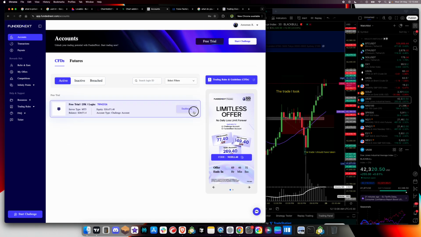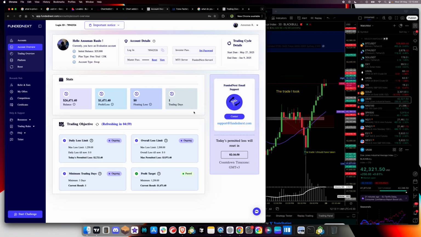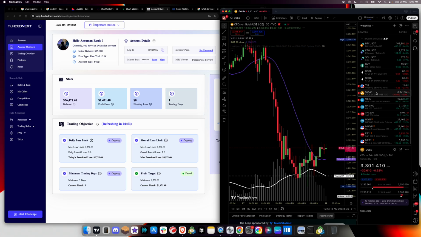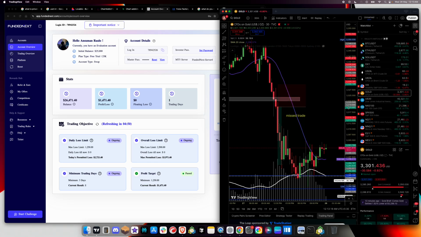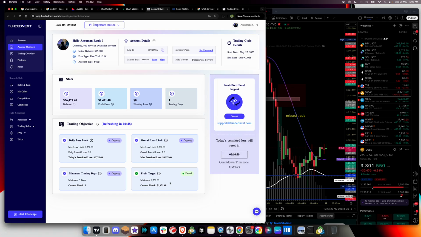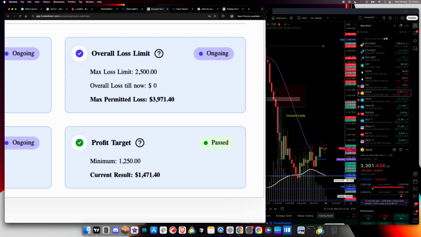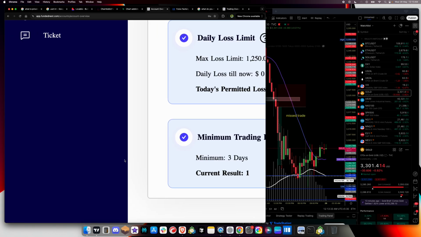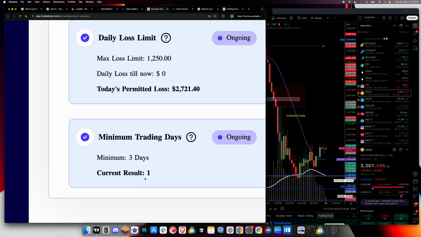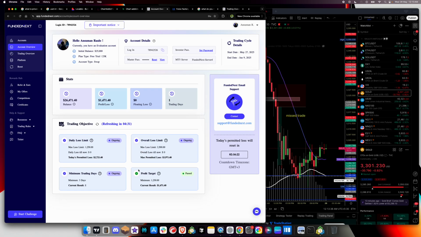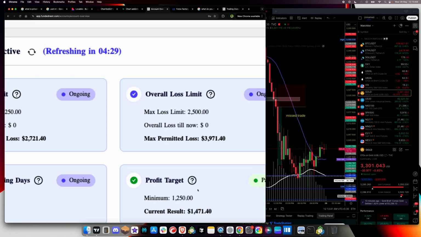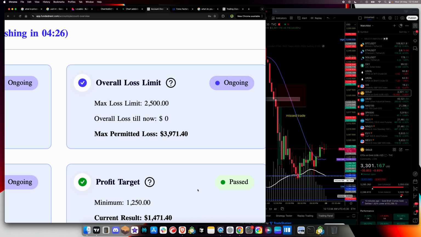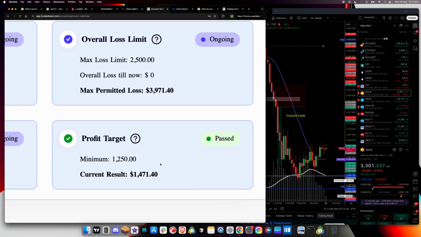So this is the account in which we are trading right now. And actually, we already passed this account today itself. We registered this account today, and also today itself we passed our profit target. But we will still be trading this account because we still have to fulfill the minimum trading criteria. So yeah, in a single trade, on the first trade itself, we passed the profit target.